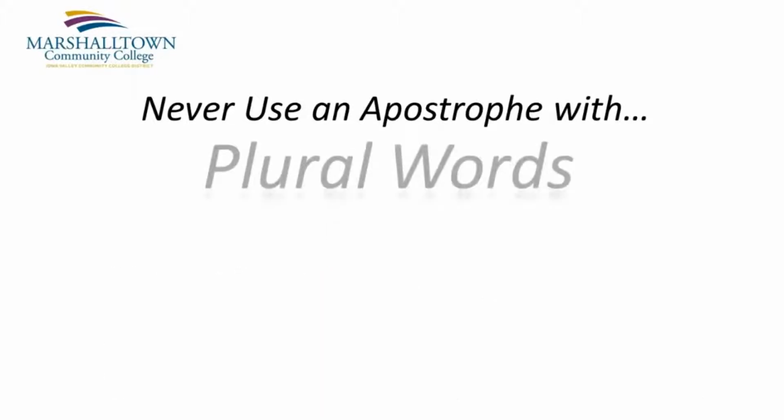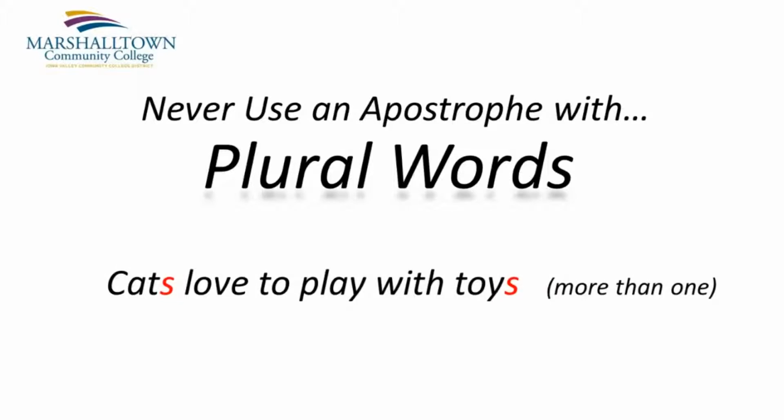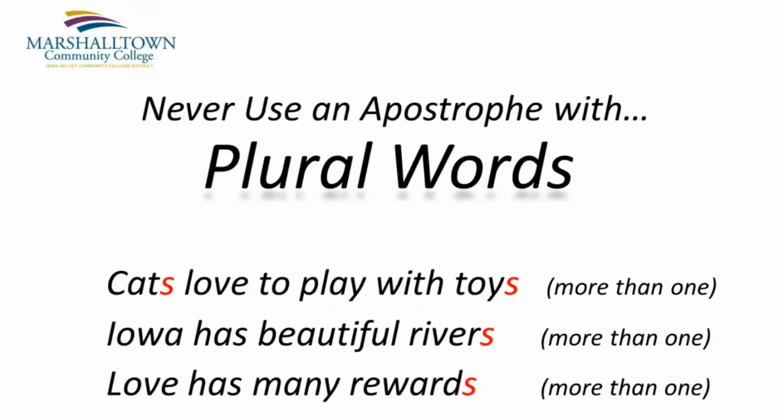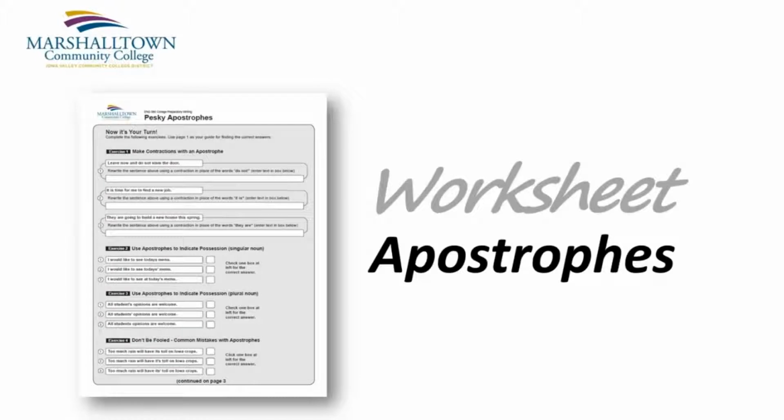Also, never use an apostrophe when you simply write plural versions of a word. For example, cats love to play with toys. Iowa has beautiful rivers. Love has many rewards. The grammar worksheet for this week will give you a chance to practice when and where to use apostrophes in a sentence.